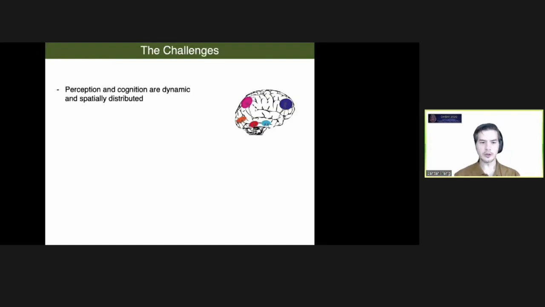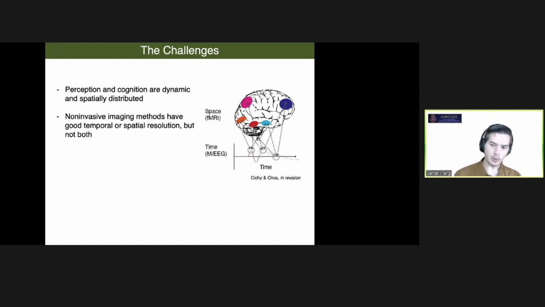So, we all know that the brain is a spatio-temporally dynamic system, right? It happens over time and space. And the trouble, of course, is that most of the methods available to us are pretty good at one or the other dimension of this kind of activity, but not both.